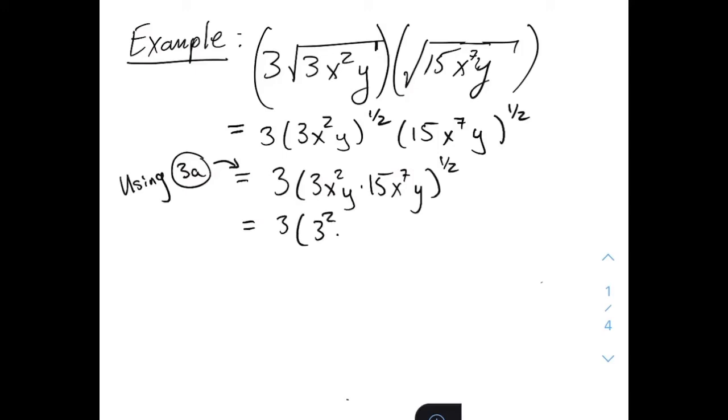This is 3 squared times 5, so 15 is 5 times 3 squared. Then we have x to the 9th, which is x to the 8th times x. We have y squared. So I want an even power times x, or an even power times nothing if possible. So that's what we've done there. And now 3 squared to the 1/2 is 3.